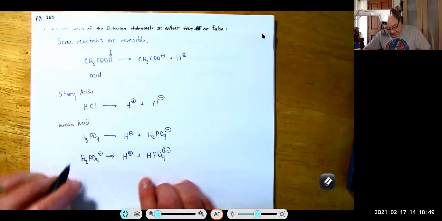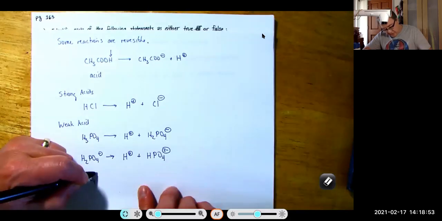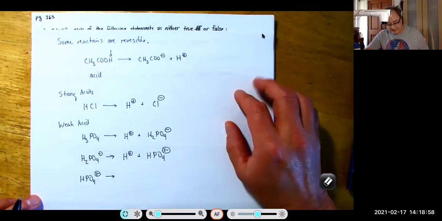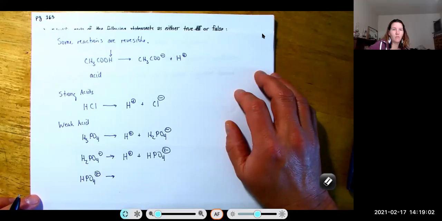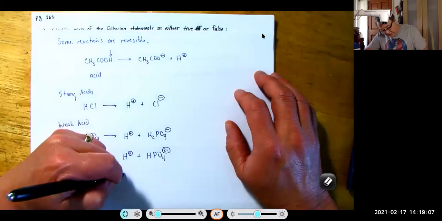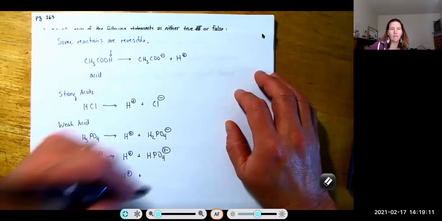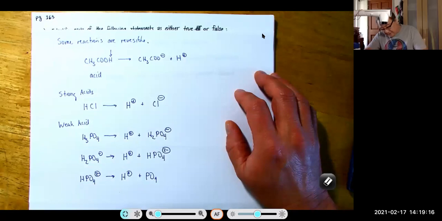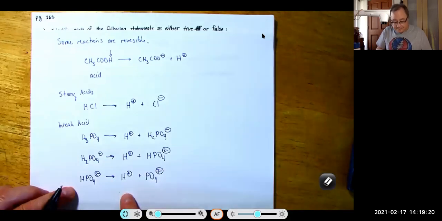This is also an acid. So what does it make? H plus plus PO4 to the -3. Correct. Okay, so these are all weak acids.